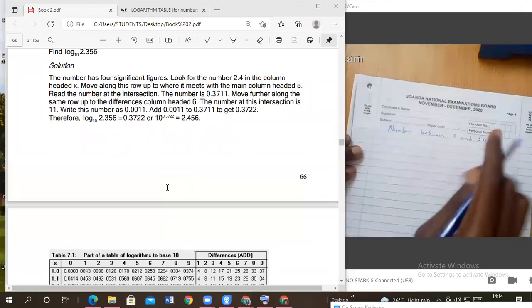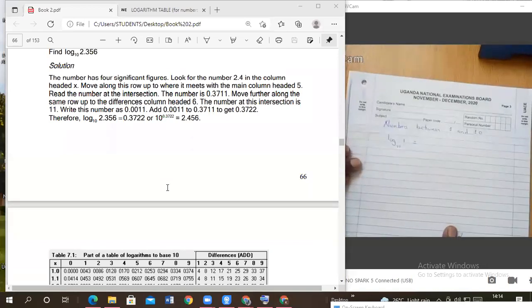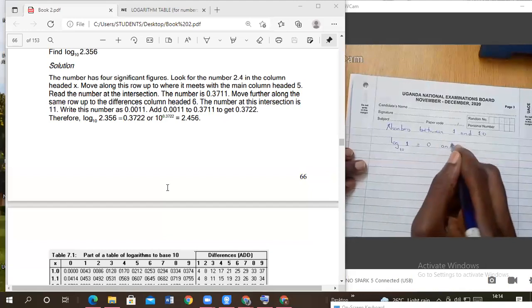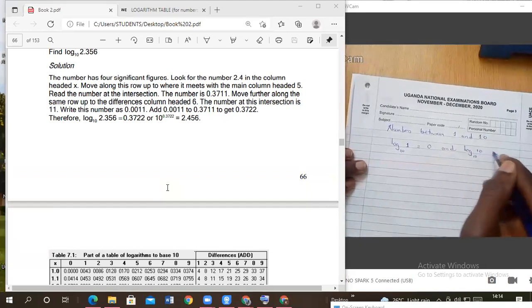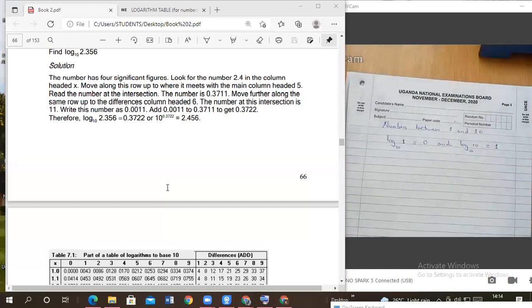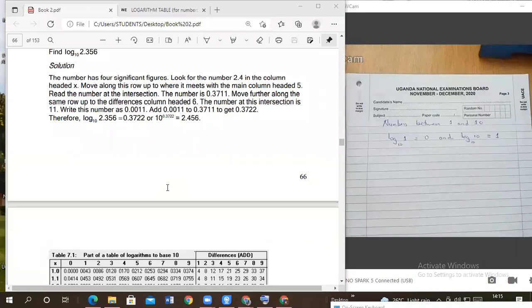Remember, if I talk of 1, we said log to base 10 of 1 is what? What is log of 1? It is 0. And log of 10 to base 10 is 1. So the only logarithms we are interested in are for numbers between 1 and 10, like 1.2 up to 9.9. How do we read those logarithms? From the log table.